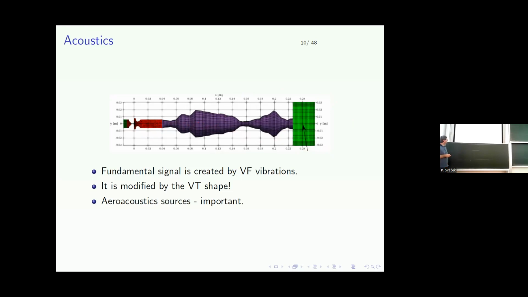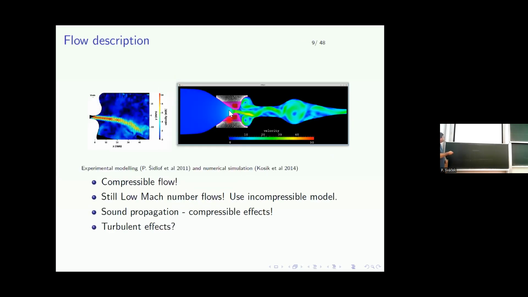What is important is that aeroacoustic sources are important in this case. I will talk about it a little bit later. The fundamental sound is not only created by the vibrating wall, but also, due to the vibrations of the vocal folds, the jet is being closed and opened, and this modulation of the jet creates another sound, and also the vortices.